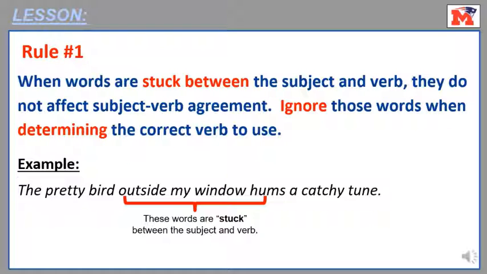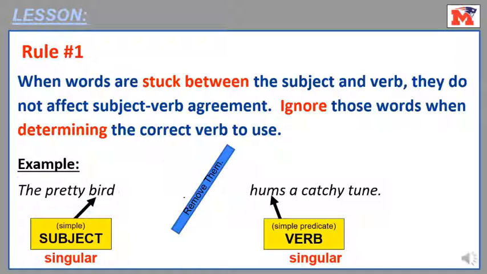Outside my window. Those words are stuck between the subject and the verb. Let's get rid of them and then work with this sentence. Now we've got something that we can work with. Those words that were stuck in the middle are gone. We've removed them. We have put our line between the subject and the verb, which is always our next step. And we can now identify our subject is bird, our verb is hums, and they are singular.